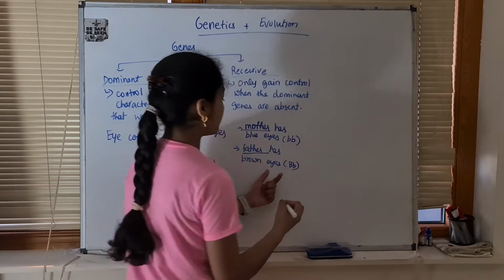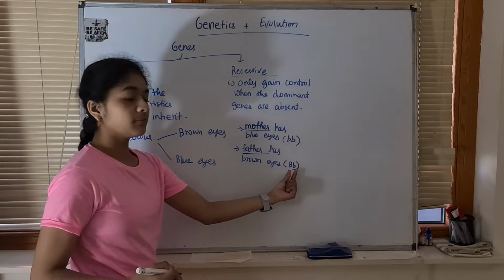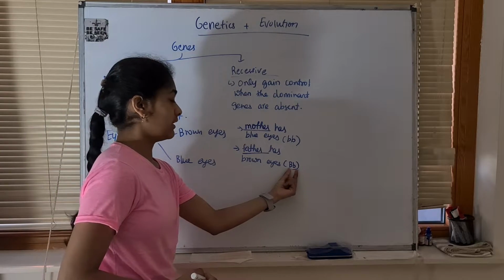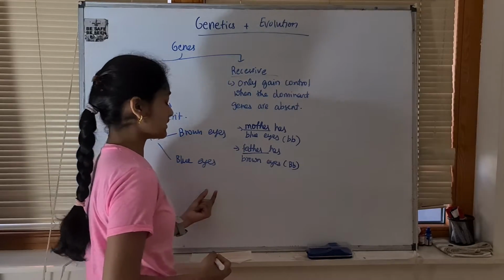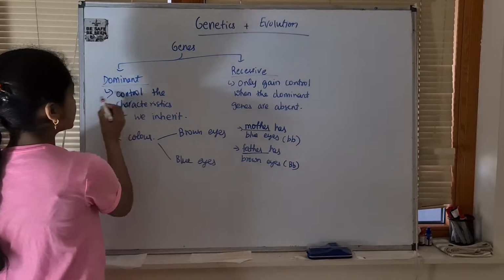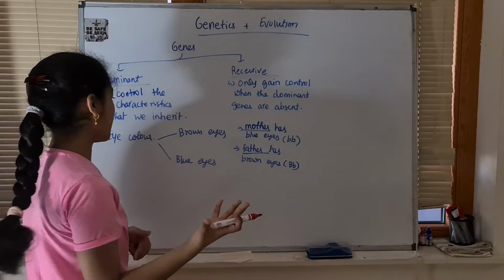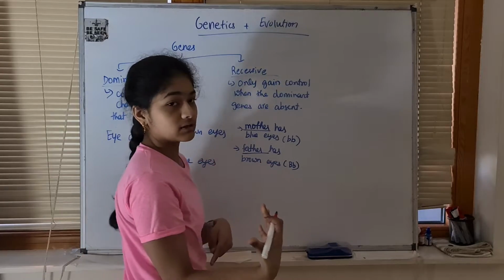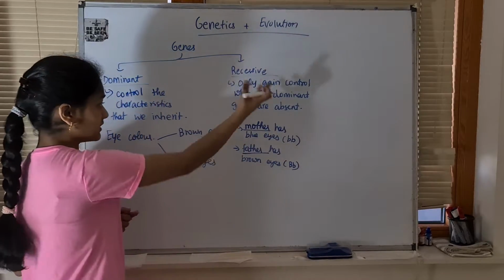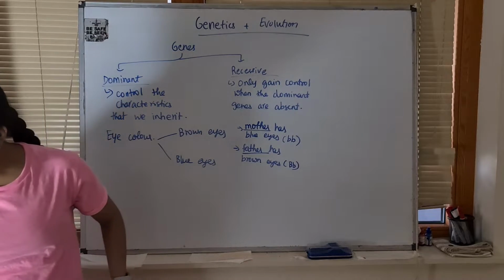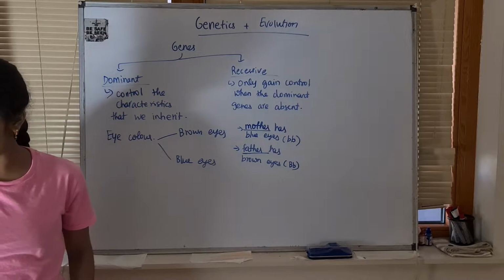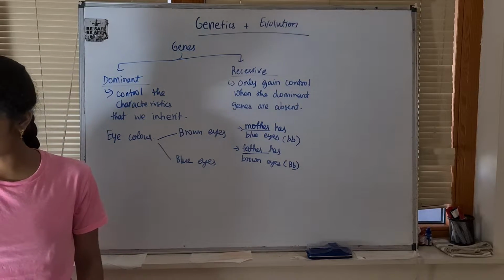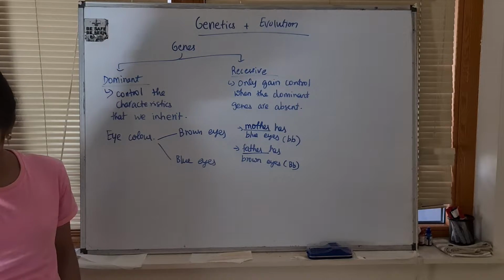Now, this capital B represents the dominant gene and the small b represents the recessive gene. So the father has brown eyes, capital B, small b. There is a dominant gene and also a recessive gene. Because dominant genes control the characteristics that we inherit, this father has brown eyes instead of blue eyes, because blue eyes is less common and recessive. So the mother has blue eyes, small b, and the father has brown eyes, capital B, small b.